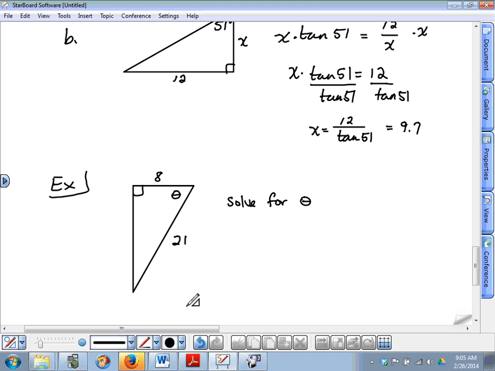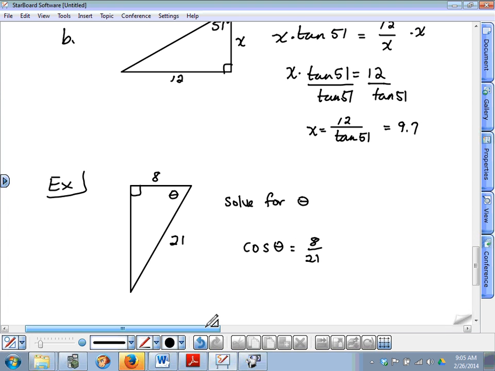But we do know trigonometry now. And in particular, for this angle, that's the adjacent side and that's the hypotenuse. So we know that the cosine of said angle theta is equal to 8 over 21. Now what we're searching for is theta itself. We know the cosine of theta is equal to 8/21, but we don't know theta. It is going to be inverse.